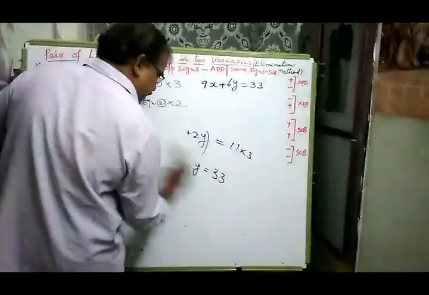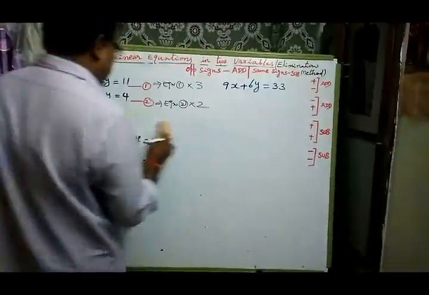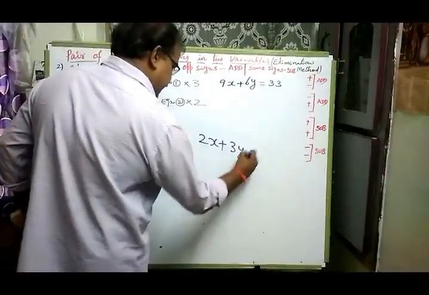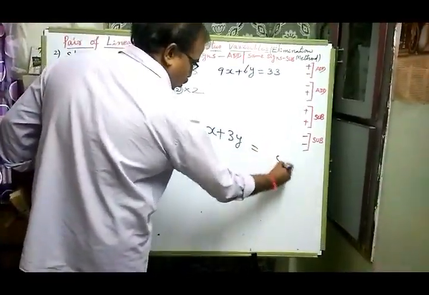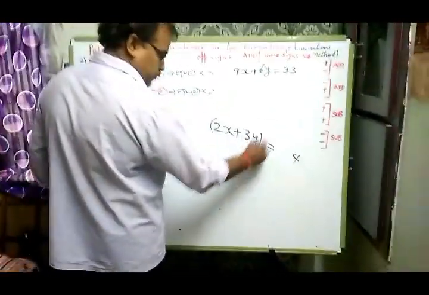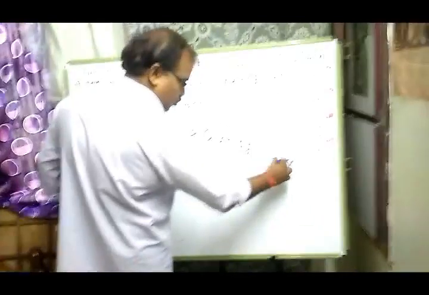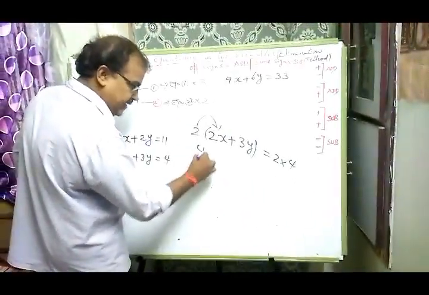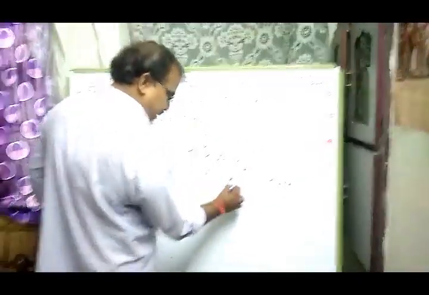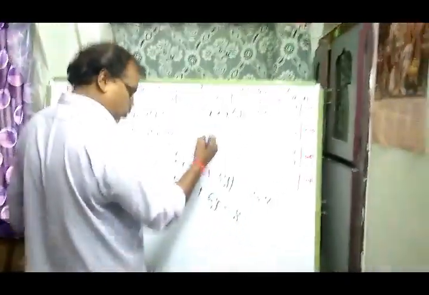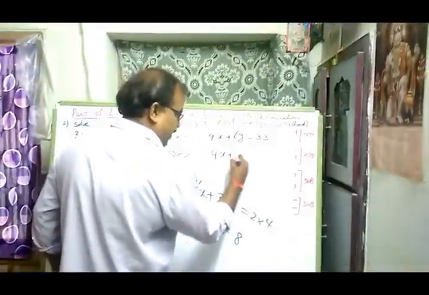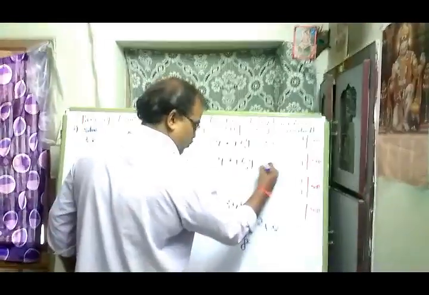Okay. Now, equation 2 into 2. What is equation 2? 2x plus 3y is equal to 4. Equation 2 into the constant 2. 2 2s are 4x plus 2 3s are 6y is equal to 2 4s are 8. So 4x plus 6y is equal to 8.